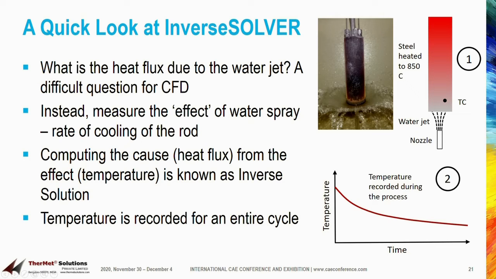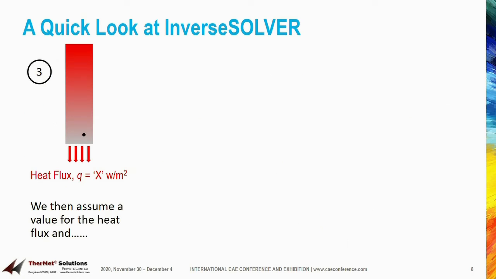And the temperature is recorded till the end. The measured temperature is the only input to InverseSOLVER apart from the known material properties: thermal conductivity, specific heat, and density of the rod material. In the next step, we assume a heat flux and solve for the temperature at the thermocouple location, which is known as direct solution. This is done by finite element method.